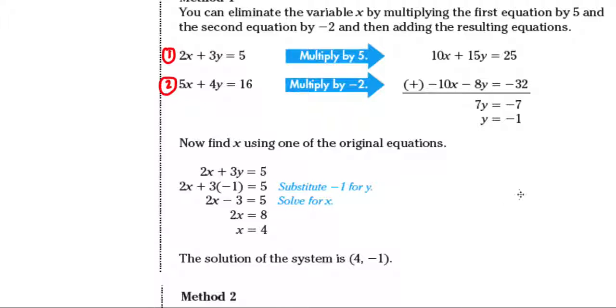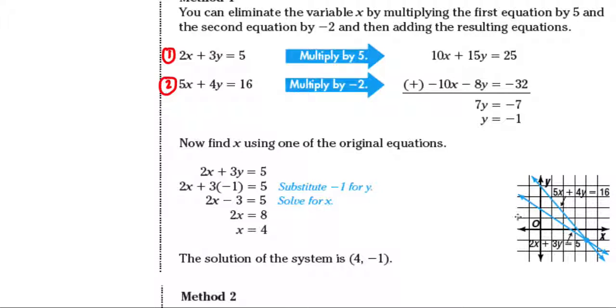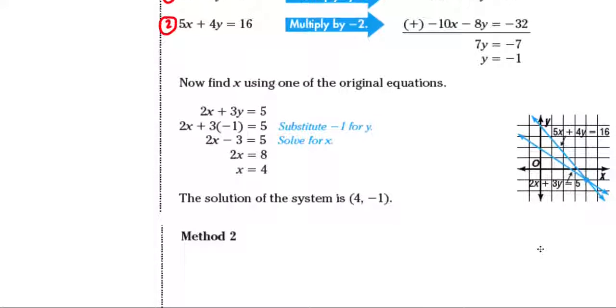Okay, now if you want to check if our solution makes sense or not, we simply graph it. So if you graph one equation, we'll graph the second equation, and since both the x and y coordinates are whole numbers, you can see that they both intersect at 4 and negative 1. Okay, you probably guess what the method 2 is.